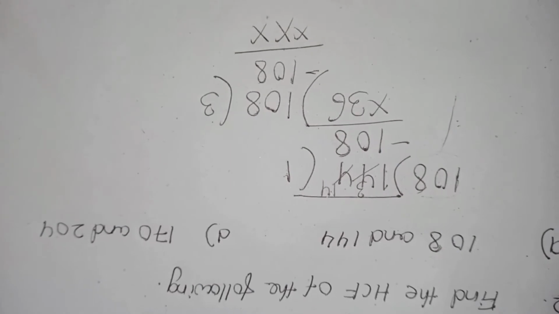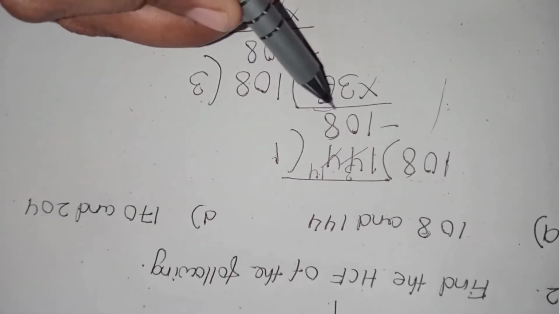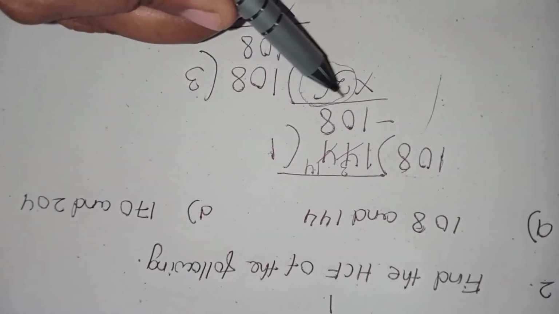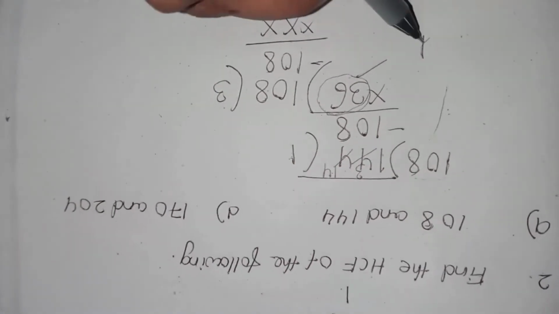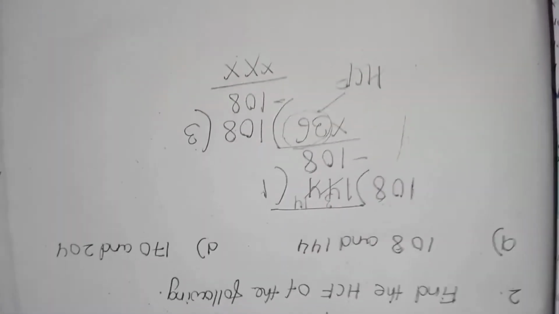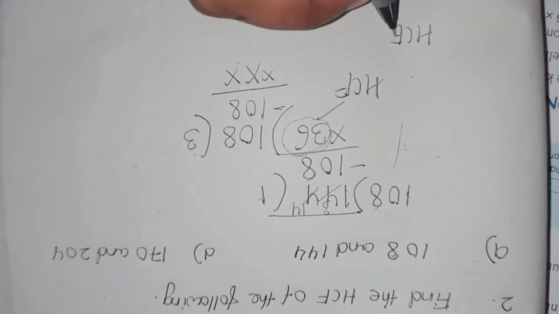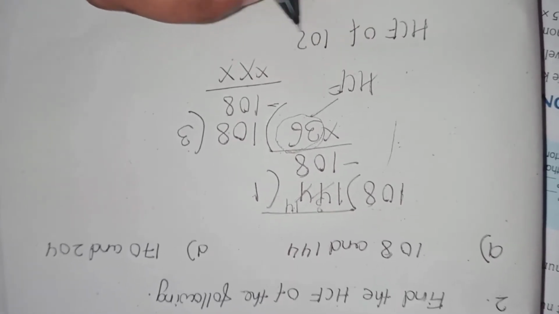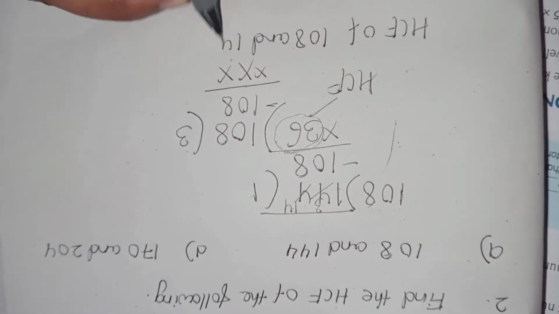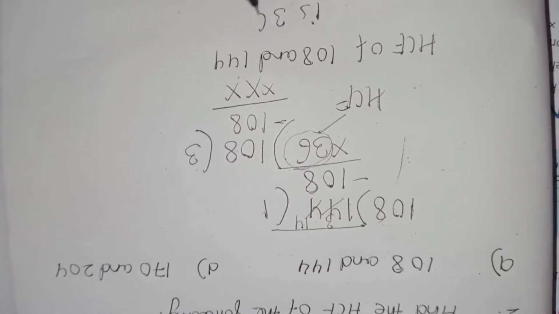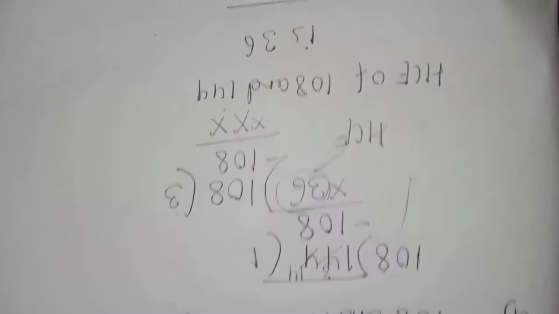So what is the SCF? Our SCF is the last divisor by which it gets divided. So this one is our SCF. We can write here that the SCF of 108 and 144 is 36. So this is the SCF.